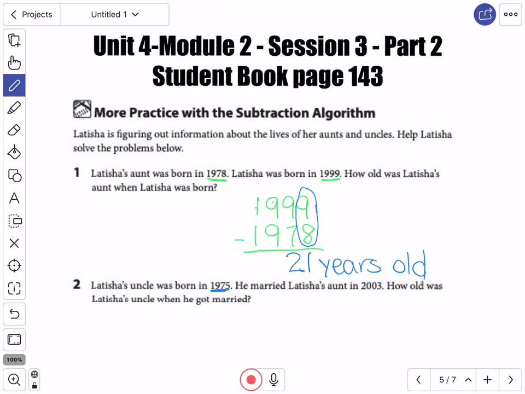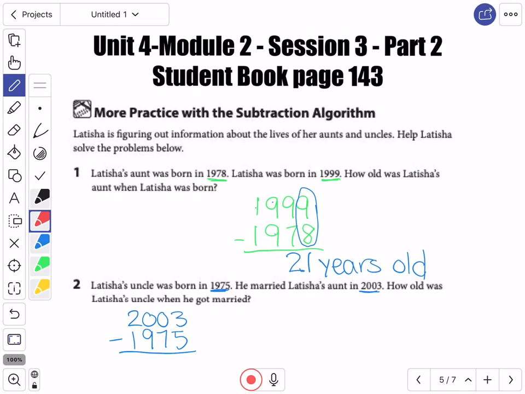All right, moving on to problem number 2. Letitia's uncle was born in 1975, and he married Letitia's aunt in 2003. How old was Letitia's uncle when he got married? So in this case, we're going to take 2003 minus 1975. Now, when I'm looking at this one, I do have more on the floor, so I am going to have to go next door and get 10 more. However, when I do go next door to get 10 more, you'll notice that I don't have 10 more to get, right? So I have to jump all the way over to this guy over here.